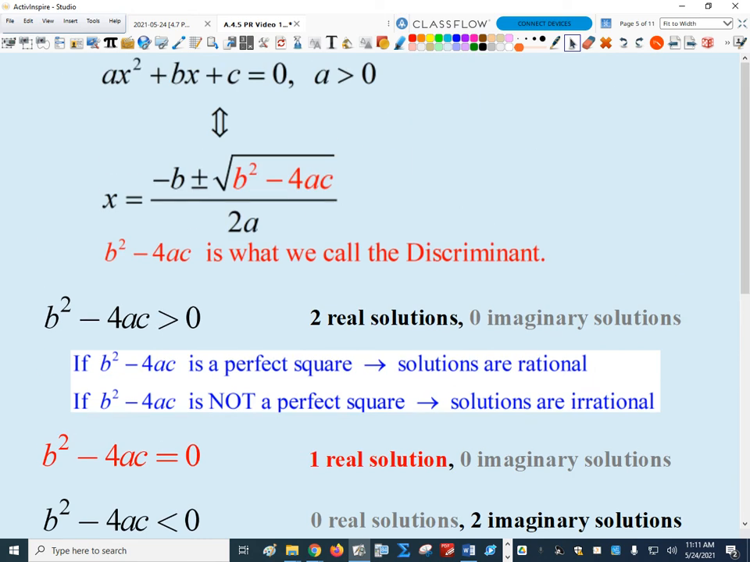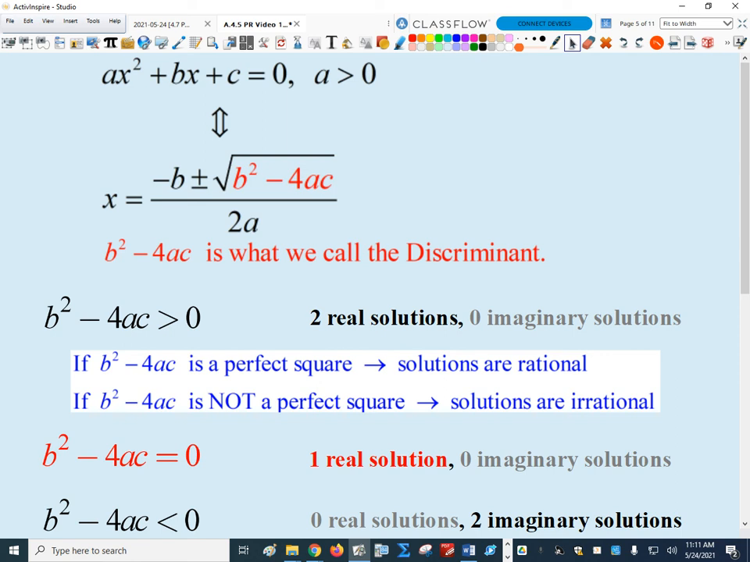On the other hand, if we get a positive answer underneath the radical, there's no i's, right? We're getting real solutions. They're not imaginary. And I'm getting two of them, one for the plus and one for the minus. So if the discriminant is positive, if it's greater than 0, we get two real solutions and no imaginary solutions.